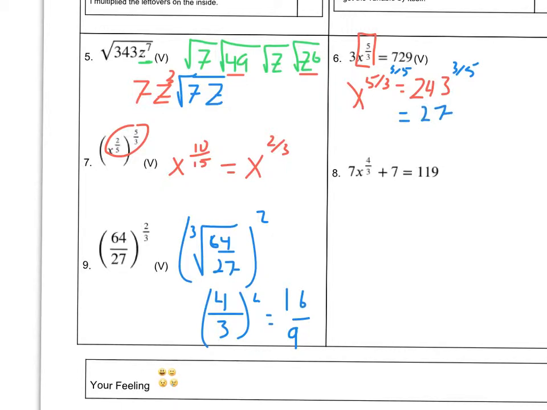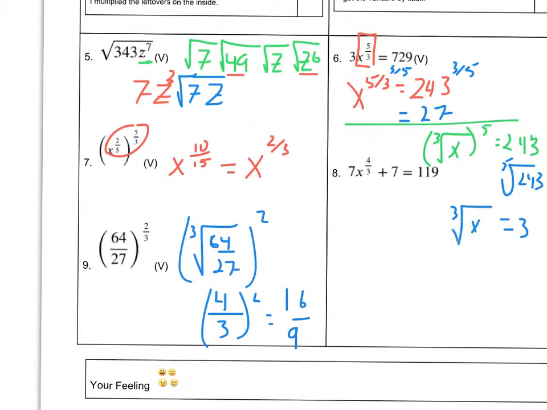As an alternative, and this is the way that I tend to prefer, we could rewrite this as the cube root of x to the 5th is equal to 243. The 5th root of 243 is going to be 3. So we get 3 is equal to the cube root of x, which means that x is going to be 27 when we cube both sides.